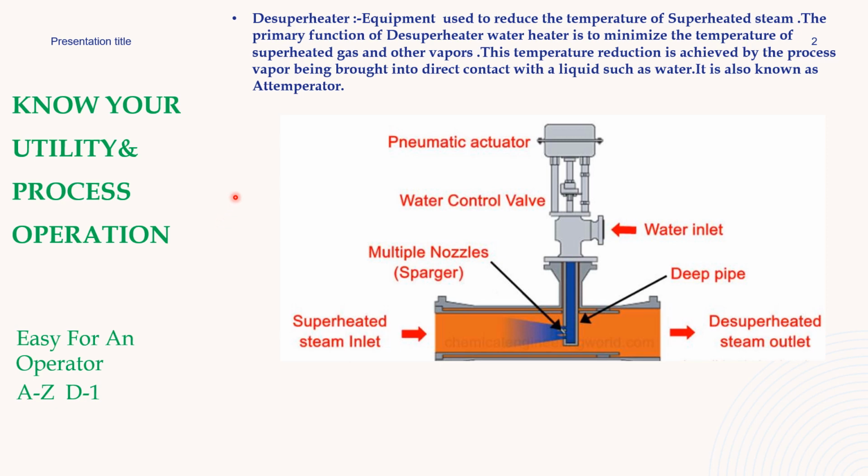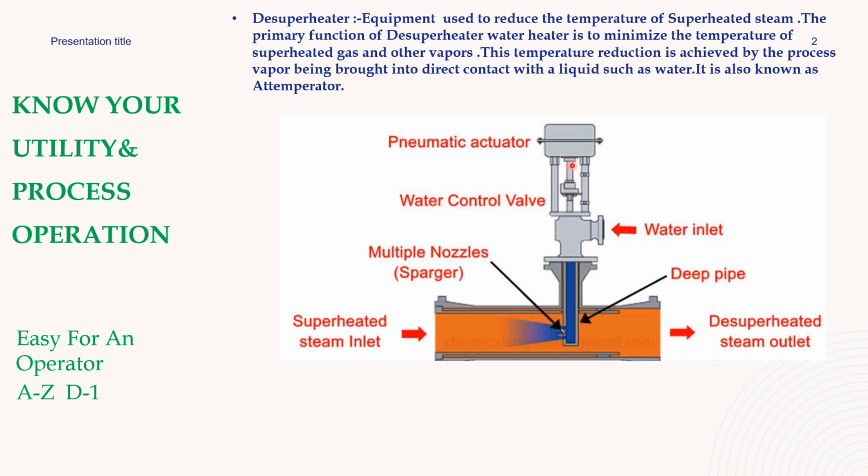Now we can see some more important terminology items in the next slide. In this slide, we will see another important equipment used in all types of industries. Desuperheater. This is equipment used to reduce the temperature of superheated steam. The primary function of a desuperheater is to minimize the temperature of superheated gas or other vapors. This temperature reduction is achieved by the process vapor being brought into direct contact with a liquid such as water.